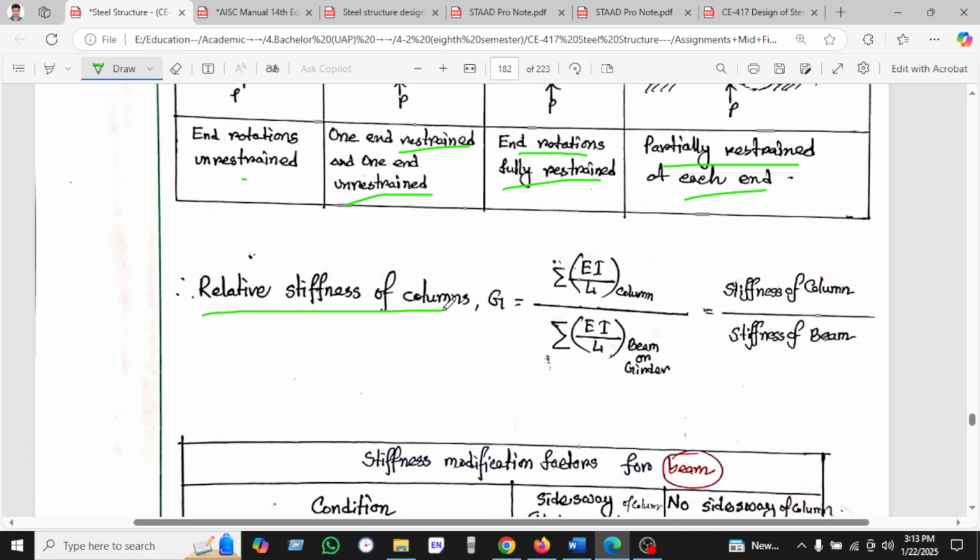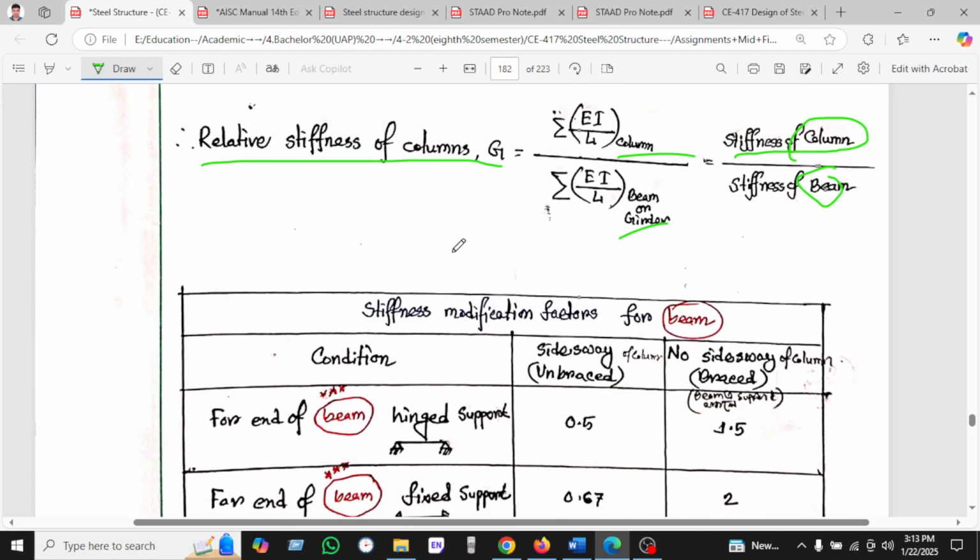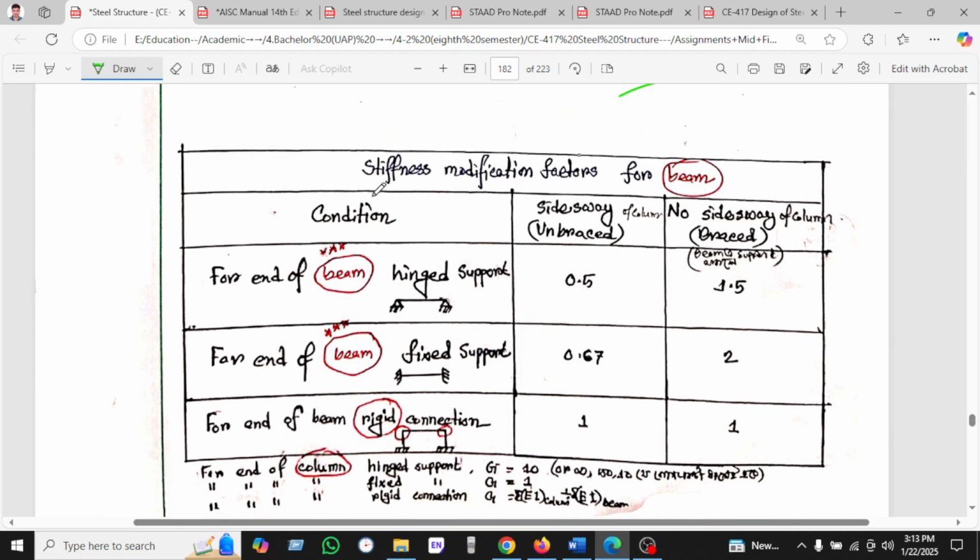The relative stiffness of the column, G, is equal to the sum of EI divided by L of the columns, divided by the sum of EI divided by L of the beams or girders. So you can see the stiffness of the column and the stiffness of the beam. The ratio of the stiffness of the column to the stiffness of the beam is called the relative stiffness. So we can see the stiffness modification factor for the beam.